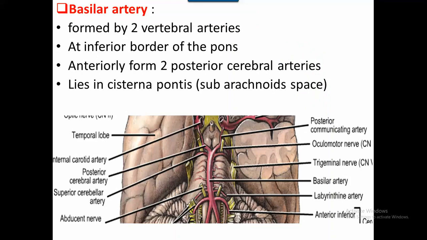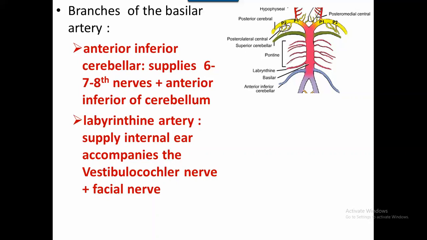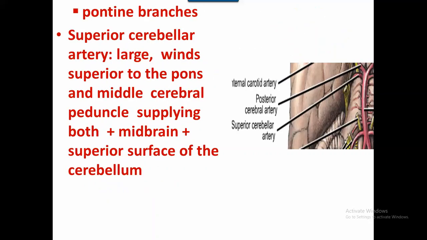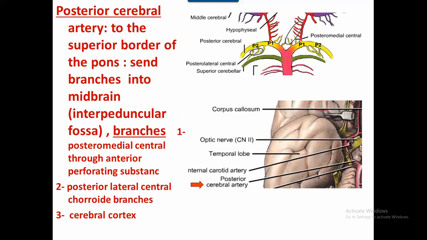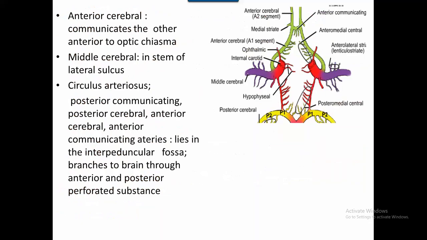Now, a magnification of the basilar artery and its branches and distribution to the bones, to the anterior and posterior perforating substance, and so on. Now, another diagram also showing the branches of the basilar artery inside the cranial cavity. Okay, the same distribution of the branches of the basilar artery and the vertebral artery. The same as we mentioned.